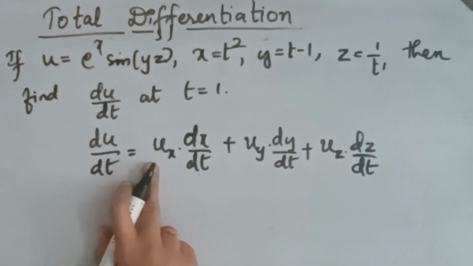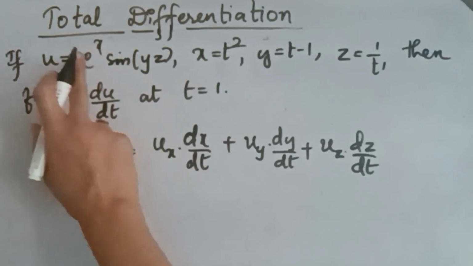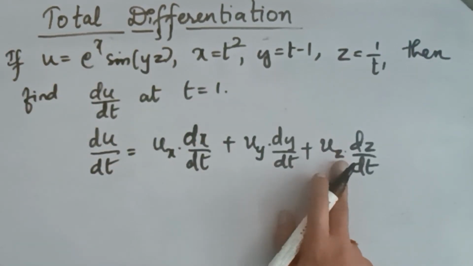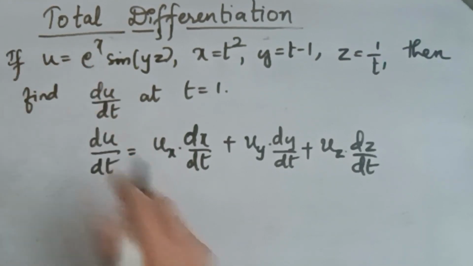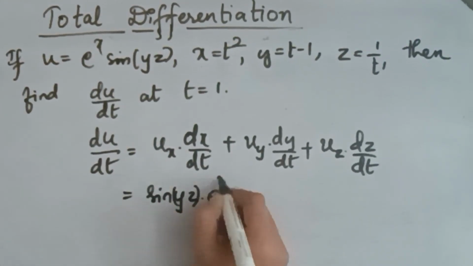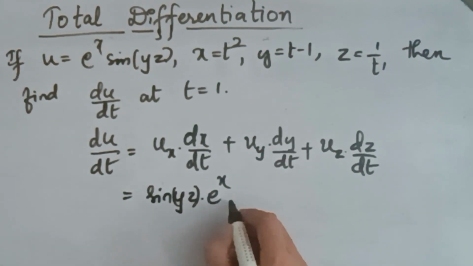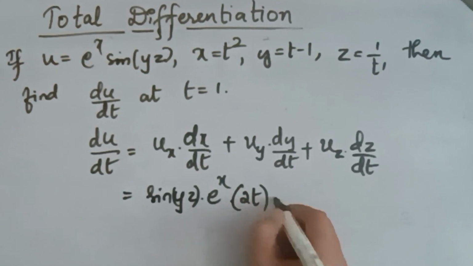So partial derivative of u with respect to x, keep y, z constant. Here in the second case, keep x, z constant. In the third case, keep x, y constant. So u_x: sin(yz) is constant, so e^x derivative is e^x into dx/dt. Derivative of t² is 2t, with respect to t.